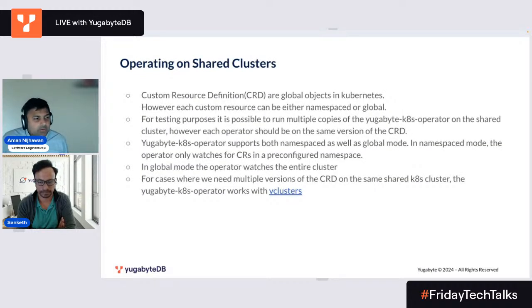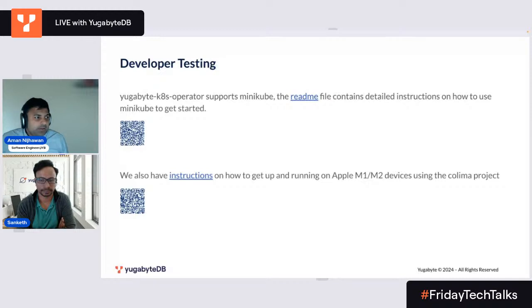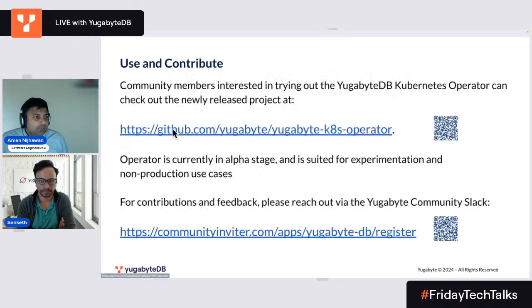For large shared clusters, we also support working with the vCluster project on Kubernetes, so you can have multiple copies of the CRDs in the same cluster. For developer testing, we support running on Apple M1, M2 using Colima and on Minikube as well. For community members who are interested in trying it out, you can go to the QR code or the link. The operator is currently in alpha stage. It is suited for experimentation and non-production use cases, but we are working on making it production ready very soon. Any contributions and feedback are welcome; we are active on the Yugabyte community Slack, and you can reach out to me or Sanketh directly on the Slack as well.